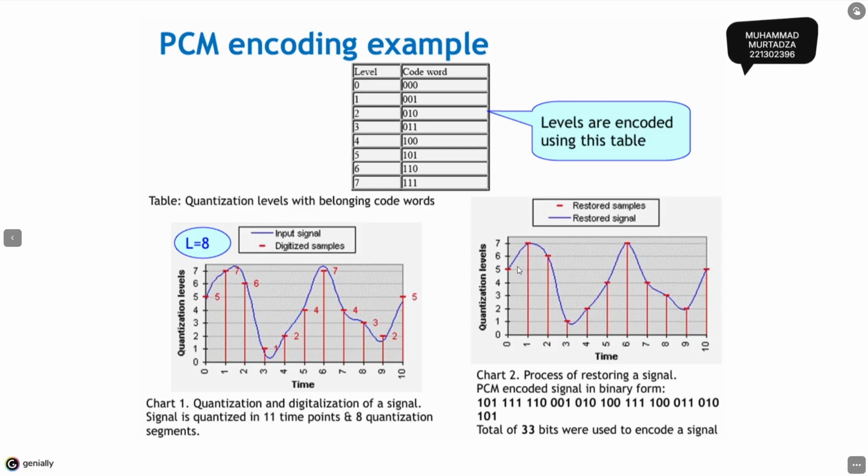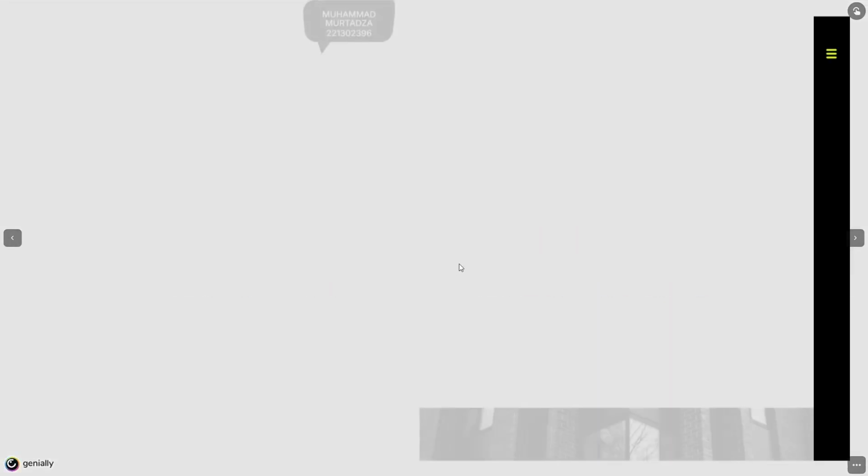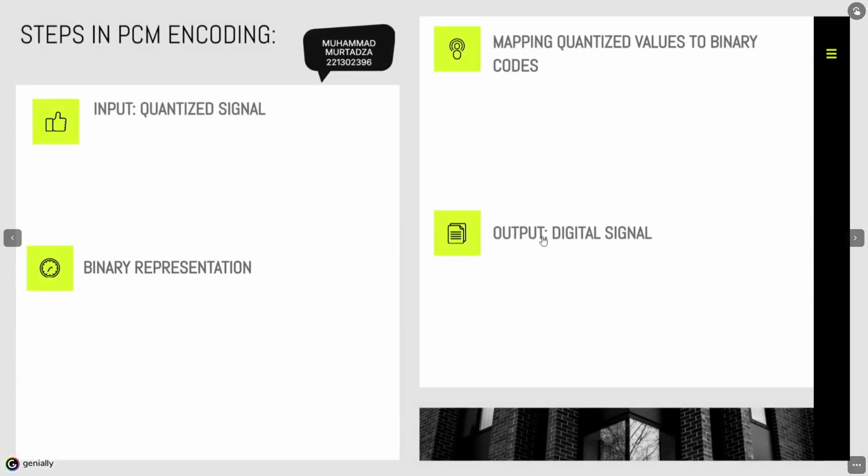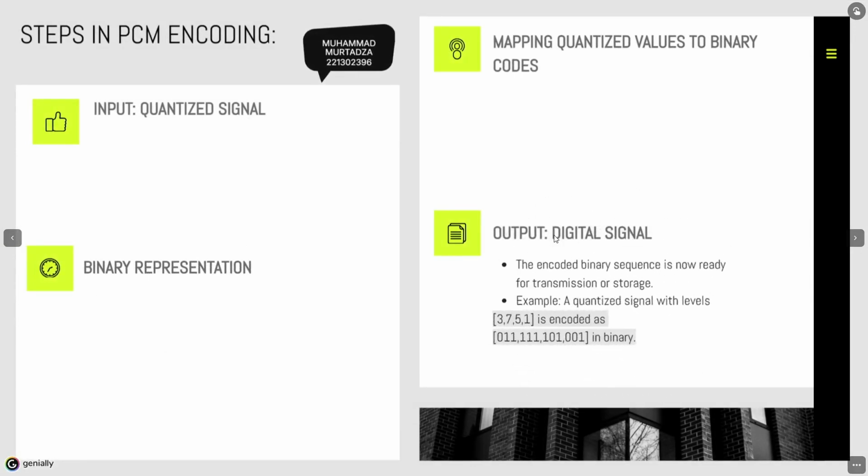So in binary, each of the sampled values will be 101, 111. We just refer to the table. So a total of 33 bits were used to encode the signal. So that's the example. So let's go back. I'm going to talk about the output digital signal in order to explain it a little better. The encoded binary sequence is now ready for transmission or storage. For example, a quantized signal with levels 3, 7, 5, 1 is encoded as 011, 111, 101, 001 in binary.